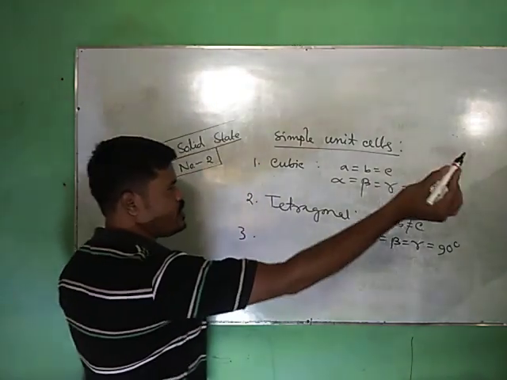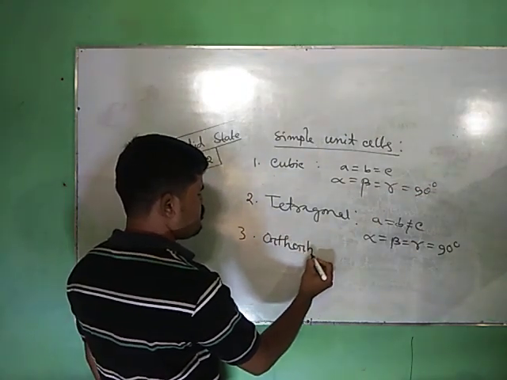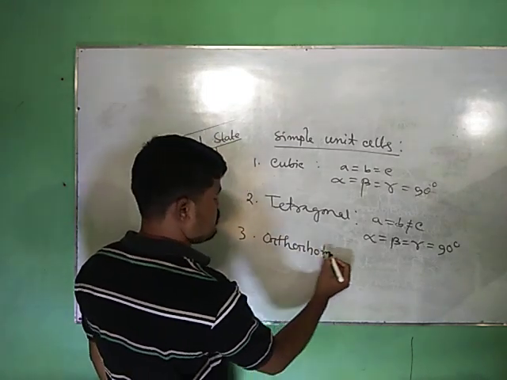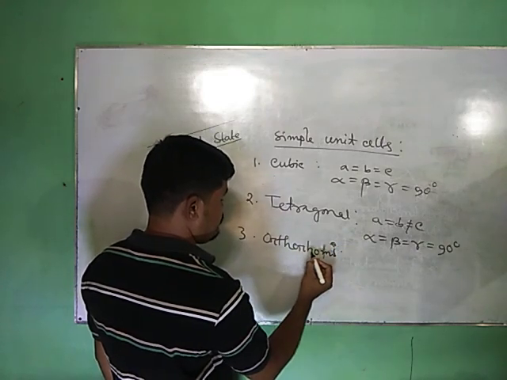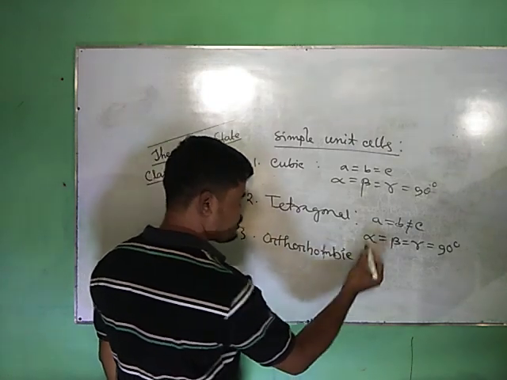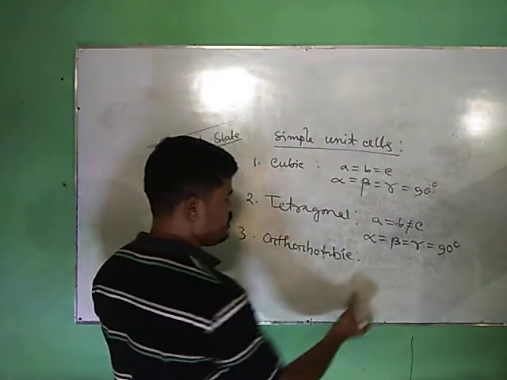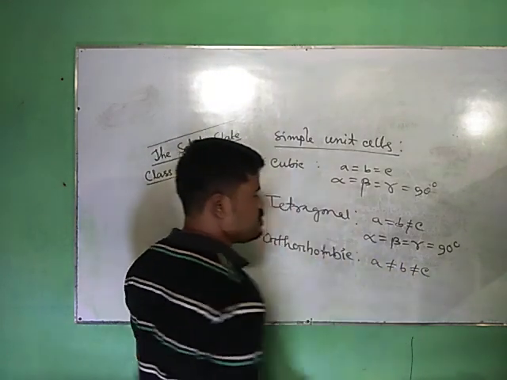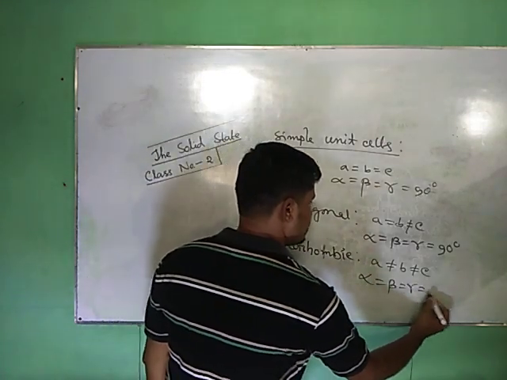Number 3, I am mentioning orthorhombic. What is it? In orthorhombic, a is not equal to b, not equal to c. Now all the sides are not equal, but alpha = beta = gamma = 90 degrees.